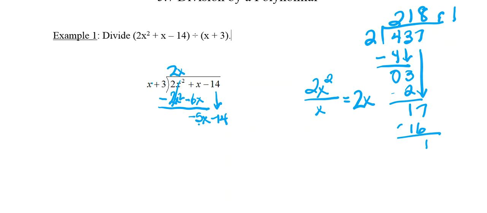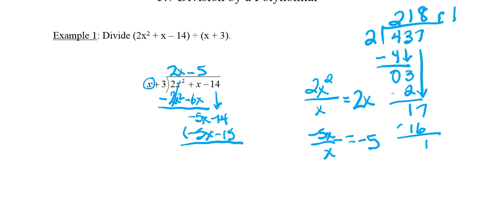Now, the next thing I'm going to do is take the first term, which is the negative 5x. I want to take x into it. Negative 5x divided by x is negative 5, as we learned in the last section. That negative 5 goes up on the top. Now I distribute. Negative 5 times x is negative 5x. Negative 5 times 3 is negative 15. Now we are subtracting, so we have to remember that when we subtract a negative, it turns to a positive, not just for the first term, but for both terms. So this negative 5x plus 5x disappears. Negative 14 plus 15 is 1. That 1 is my remainder.